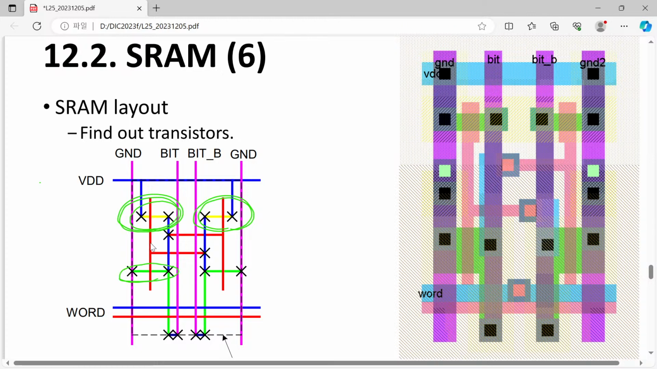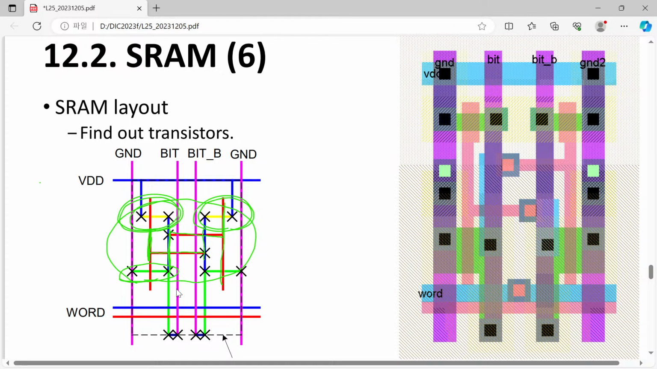So they share the same input, and this input originates from the output of the other inverter. Also the output of this left inverter is fed back to the input of this right inverter. So they are making the inverter chain. Cross-coupled inverters can be seen here.